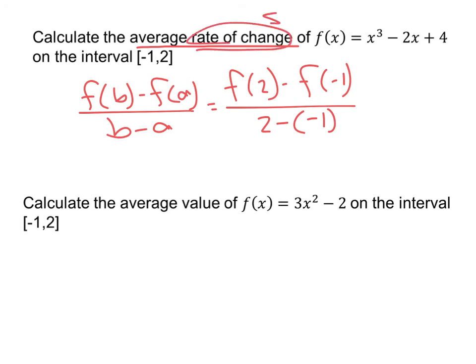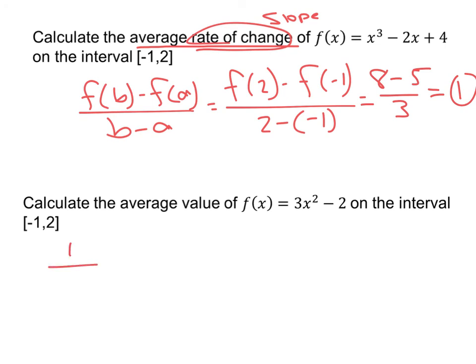When you hear rate of change, think slope. And average rates of change are basically slopes of secant lines. Take a second and calculate that value. Okay, so I got a value of 1. So now let's do this one. Calculate an average value of this function on this interval.